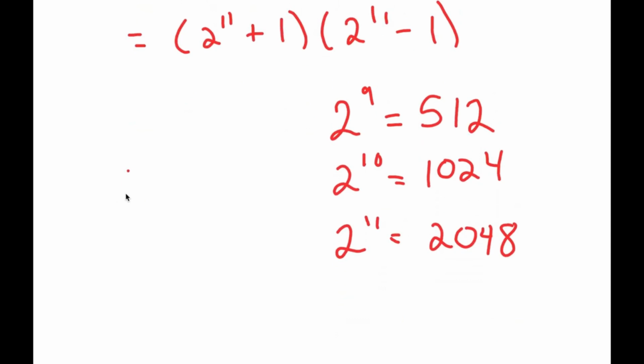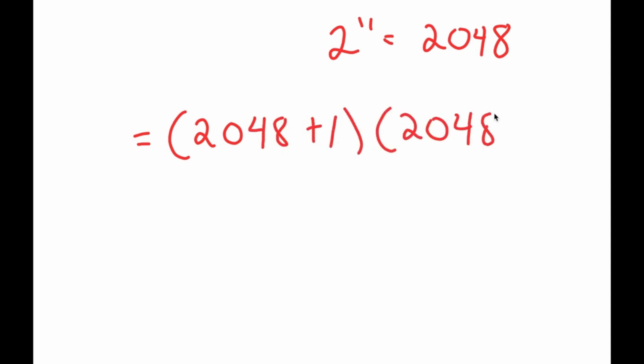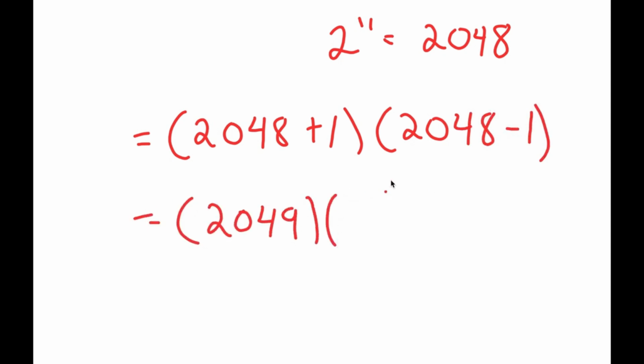So now I get 2048 plus 1 times 2048 minus 1. Now 2048 plus 1 is 2049, and 2048 minus 1 is 2047. So I get 2049 times 2047.